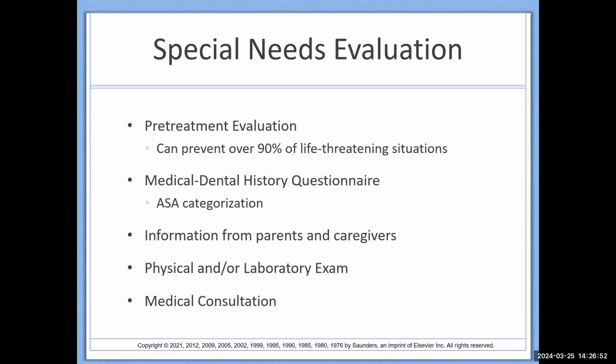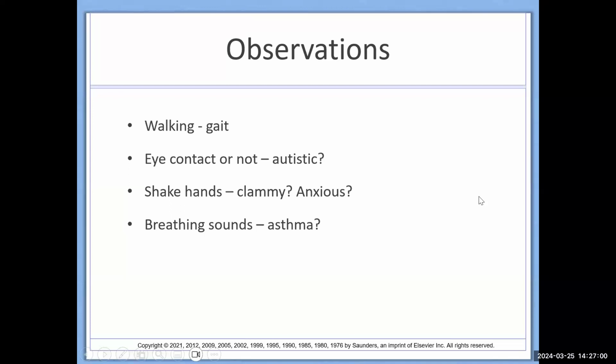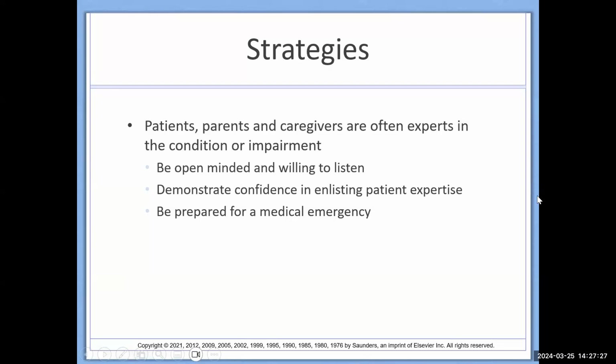Don't forget, there's also a physical exam and a laboratory exam, and of course, a medical consultation form. There are some observations when you're looking at patients. For example, when they're walking, you want to look at their gait. You want to look at whether they're making eye contact with you or not, because if they're not, it could be a sign of the patient being autistic. And then also shaking hands. Let's say their hands are shaky, maybe they're clammy, maybe they're exhibiting anxiety. Breathing sounds could also show that the patient has asthma.